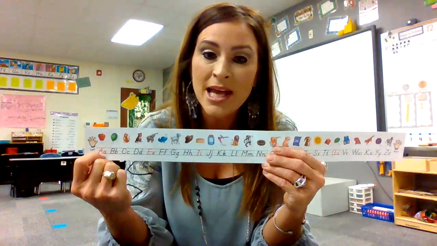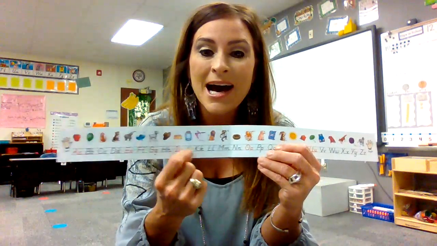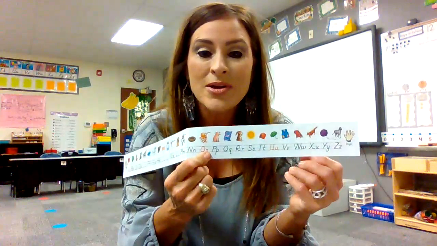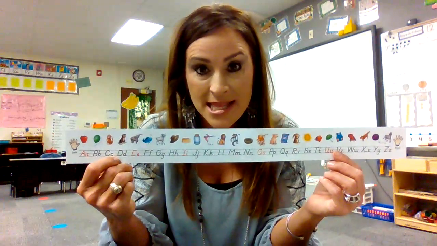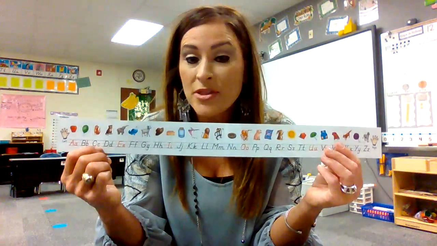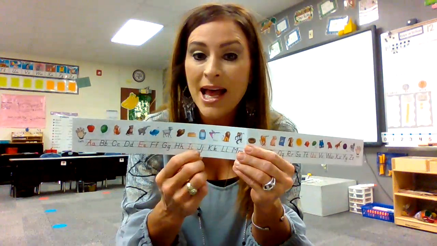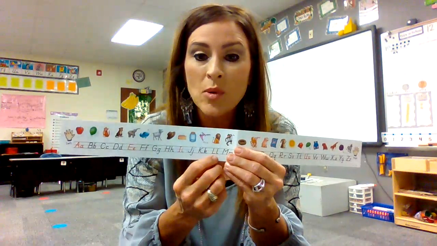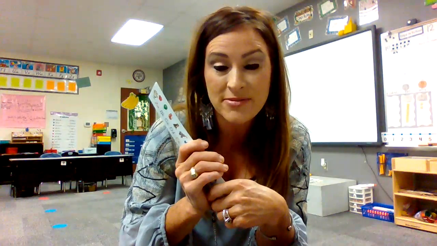Consonants. Please say or sing the song with me. Old MacDonald had a farm. A, E, I, O, U. There's our 5 vowels, and that song helps us remember what our vowels are. The other letters are called consonants. Now, last week we learned the letter L, and L was a consonant.